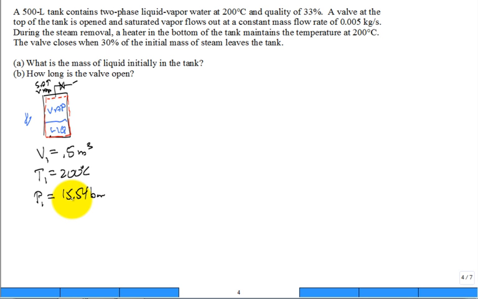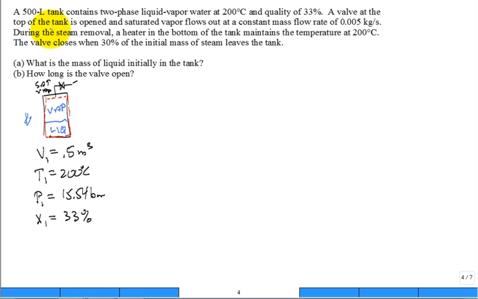That's the pressure of the vapor, the pressure of the liquid. It's the pressure of the contents inside the tank. It's the saturation pressure because it's in thermal equilibrium. It's the same temperature, liquid and vapor. All right. Then we have the quality. What was the quality initially? 33%.